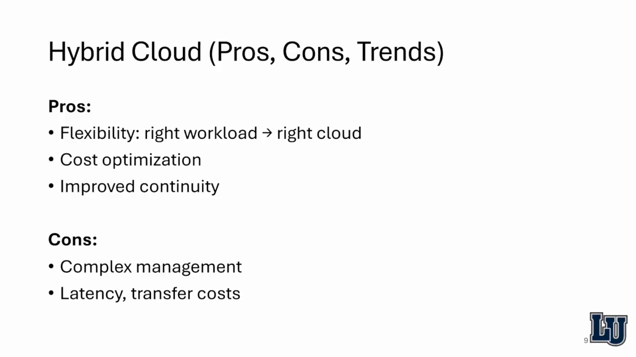Pros and cons. The pros are that you have a lot of flexibility: you put sensitive stuff in private and scalable stuff in public. As simple as that. Cost optimization can be done by moving things between these two different sections. Use expensive private cloud for compliance and cheap public cloud for everything else. Business continuity: if one side fails, workloads can shift.